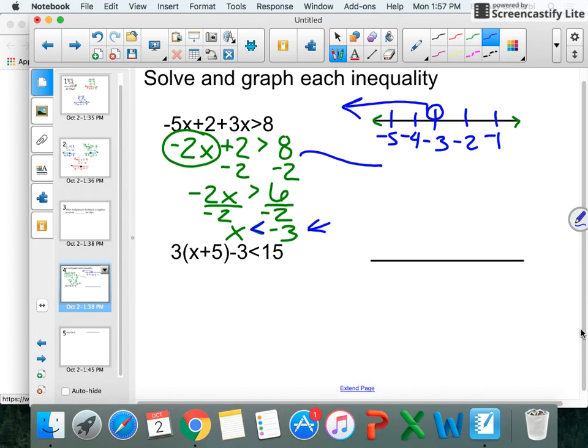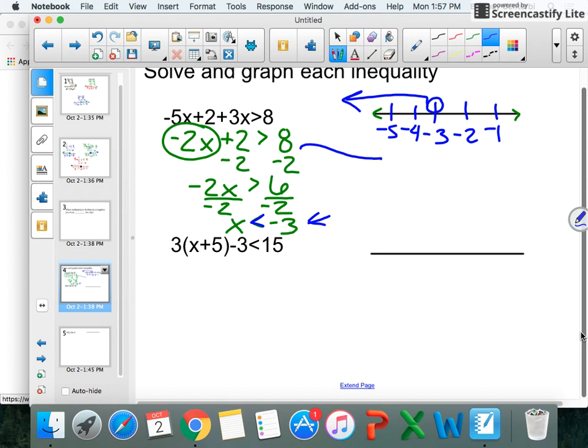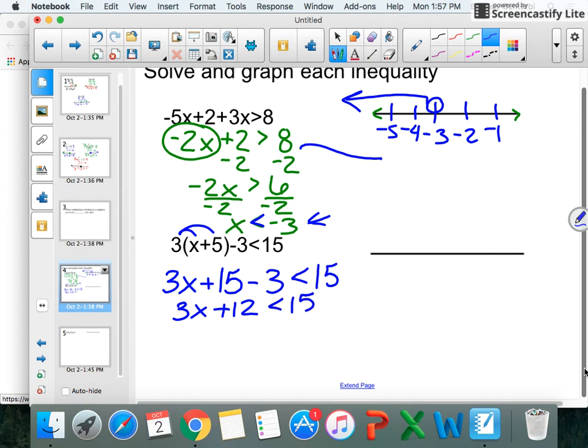For number 2, we have to do some distributing here. So same rules apply as if you were to just solve this equation regularly, if it was an equal sign. So we're going to distribute the 3 through. Make sure you multiply both through. So 3 times x is 3x, and 3 times 5 is 15, and then you still have the minus 3. So our next step, we need to combine like terms. So 3x and then 15 minus 3 is 12. So plus 12 is less than 15.